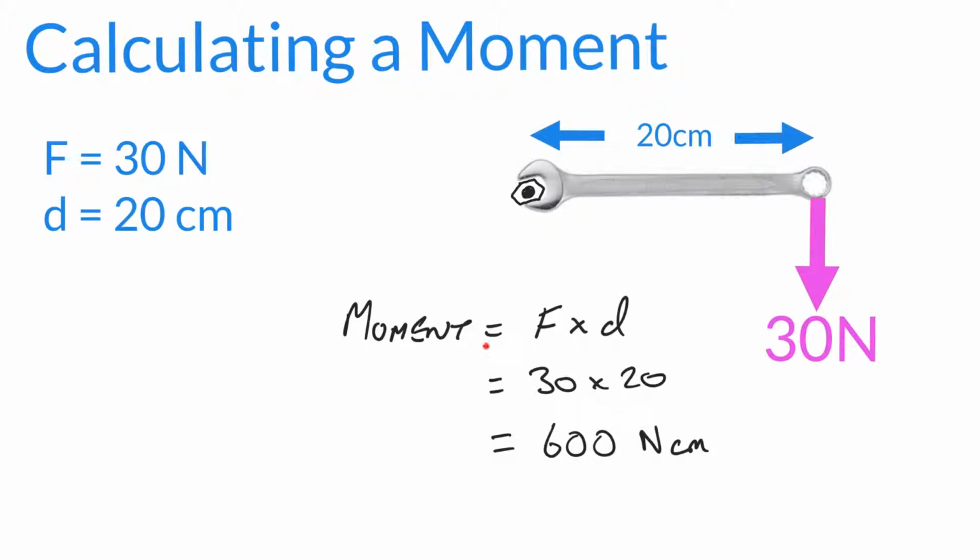So when we show a method, we put in our formula or equation, then we substitute in the order they came in, then we get an answer when we multiply them, and then we add a unit based on what units we multiplied. In this case, we multiplied some newtons by some centimeters, so we get newton centimeters. Formula, numbers, answer, unit.